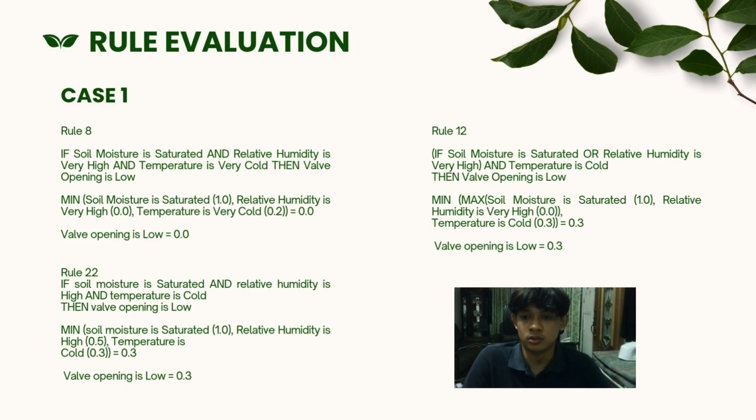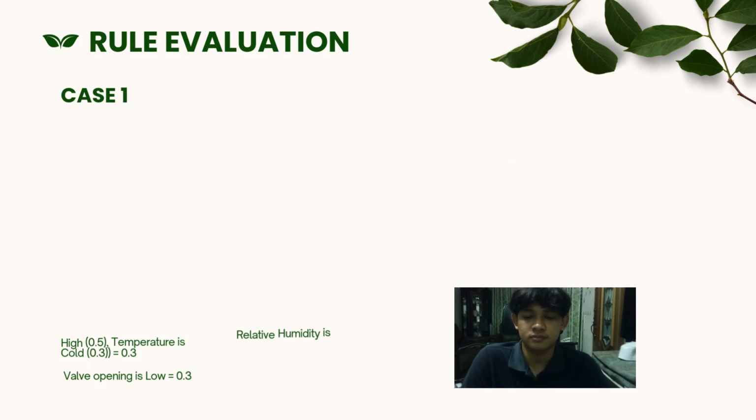And then for rule number 12, we got the minimum value of 0.3, so the valve opening is low at 0.3. For rule number 22, we have the minimum value of 0.3, so the valve opening is low at 0.3. From this evaluation, we can see that the valve opening is consistently low for this input, with varying degrees of uncertainty.